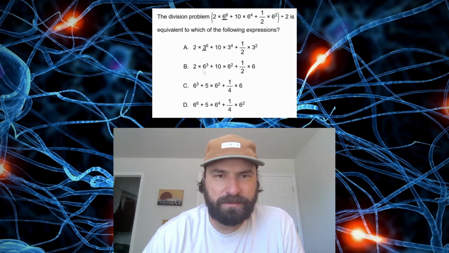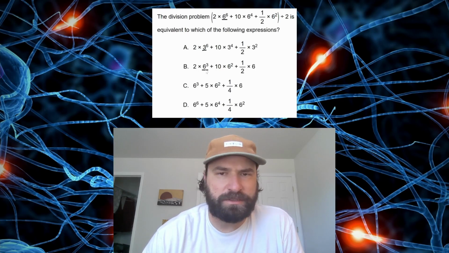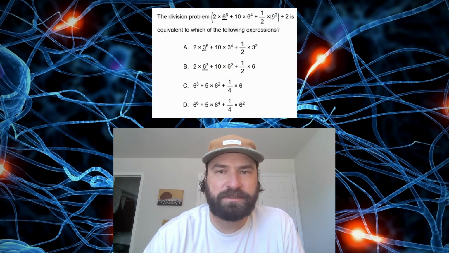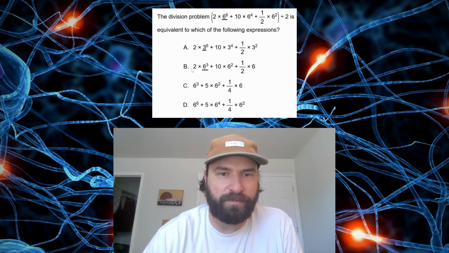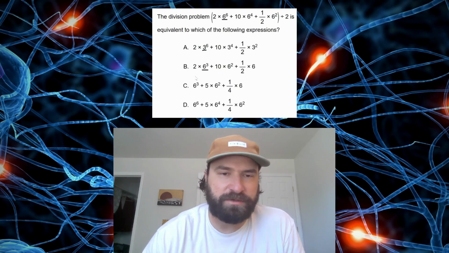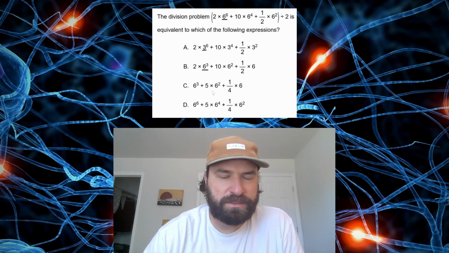In B, it looks like they divided the exponent by 2. So 6 to the 6th became 6 to the 3rd. So that's not right either because division doesn't do anything to exponents. You have to do the exponent first. And if you want to do anything to 6 to the 6th when you're dividing by 2, you have to do 6 to the 6th power first and then divide it by 2. That's PEMDAS. That's order of operations. So you can't just divide the exponent by 2. That's not correct math.